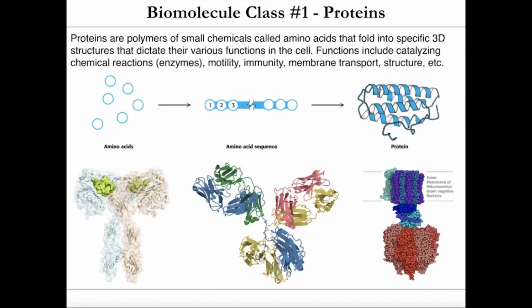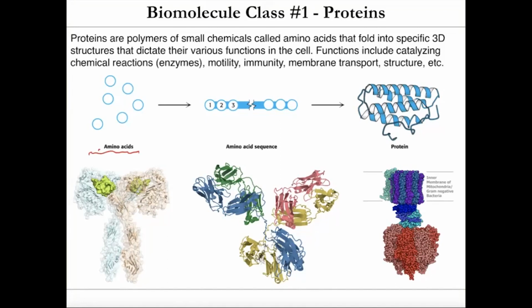So now we can go through the different classes of biomolecules, which are important to biochemistry. The first class of biomolecules we'll go through are proteins. Proteins are really important in biochemistry and just in sustaining life in general. What proteins are is polymers of amino acids that fold into specific three-dimensional structures, and that dictates the function of that specific protein in the cell.